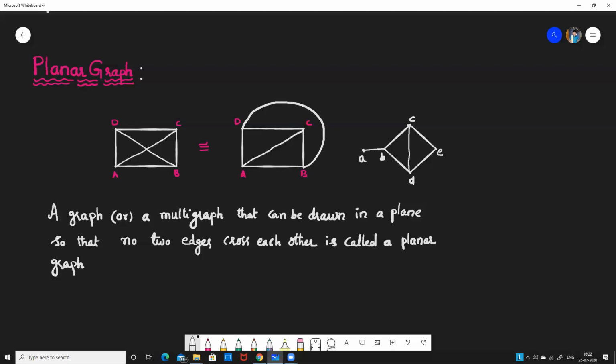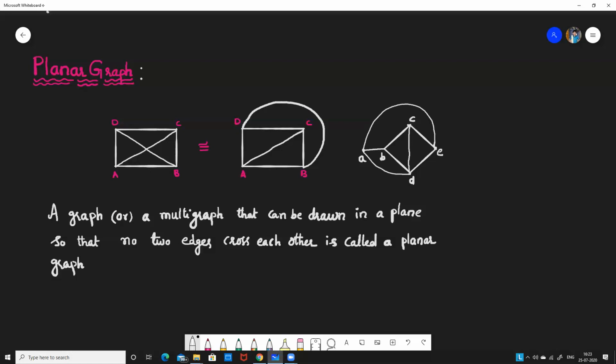I can draw one more edge from C to E. It is also planar graph. Okay, A to E. It is also planar graph. I can draw one more edge from A to D. It is also planar graph. Can I draw one more edge? Suppose I draw one more edge A to C also. Like that, we can draw edges. The basic idea is here, no two edges cross with each other. That type of graph is called planar graph.